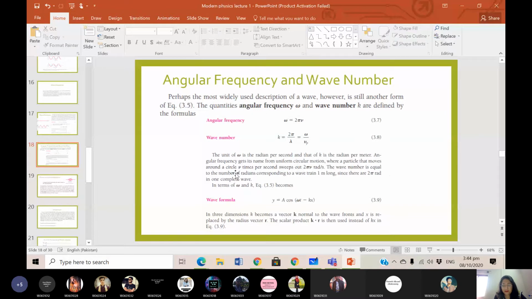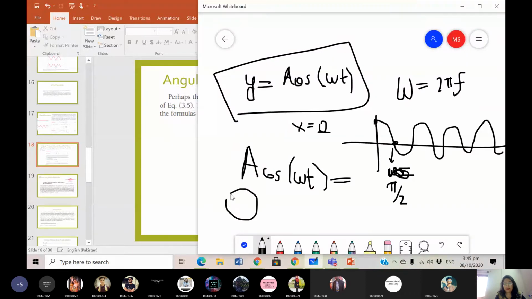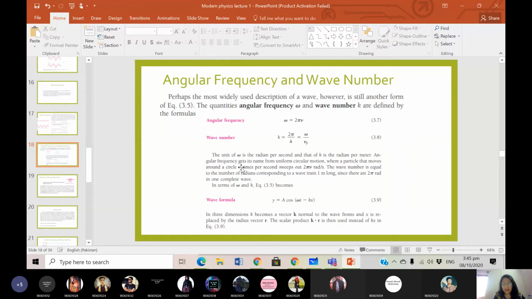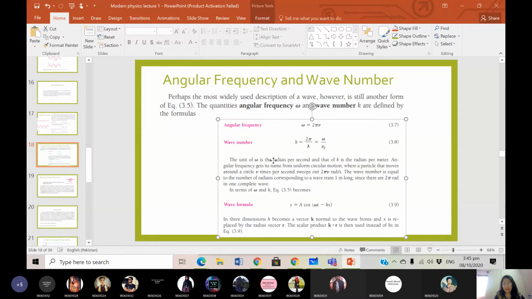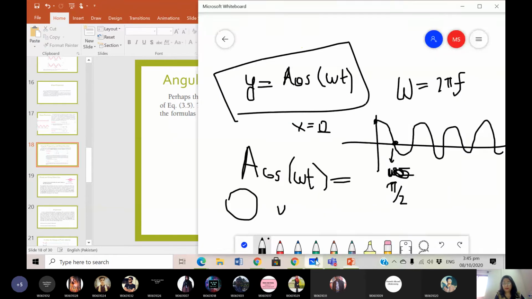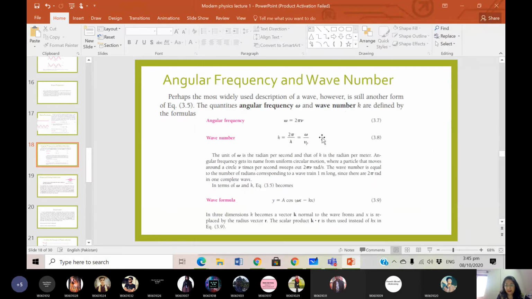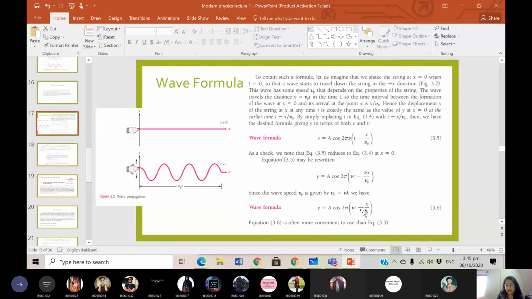Okay, and v times per second. A particle that moves around a circle, v times per second, sweeps out how many radians? If there's a circle and a particle is sweeping this circle with a velocity of v times per second, how many radians does it sweep per second? Obviously 2 pi v. We multiply because it sweeps v circles per second. So v times 2 pi radians is how much it will sweep in 1 second. Radians per second.